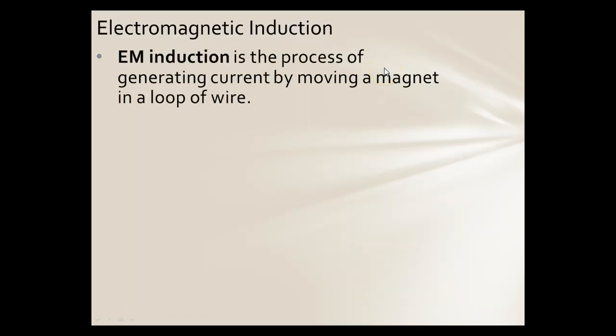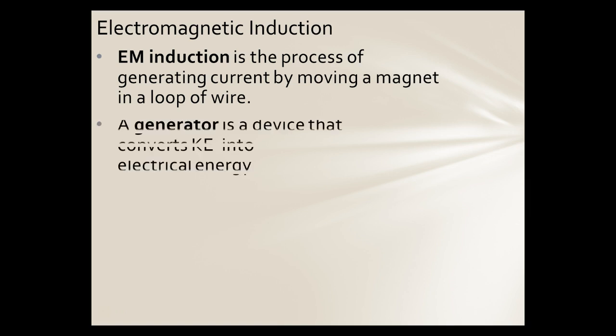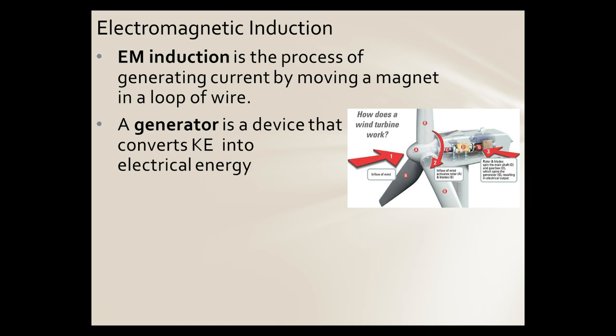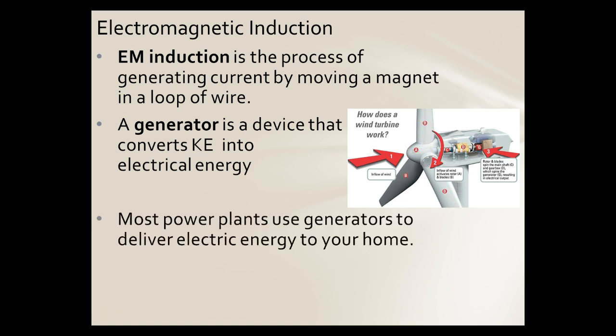Electromagnetic induction is the process of generating current by moving a magnet inside a loop of wire. A generator is a device that converts kinetic energy into electrical energy. Here we have a wind turbine, and as this rotates, it's going to turn what's more or less inside there. Eventually, you're going to have a magnet wrapped lots and lots of times with a loop of wire. As that magnet moves around and around inside that loop of wire, electricity is generated. This is how a wind turbine takes kinetic energy and converts it into electrical energy.